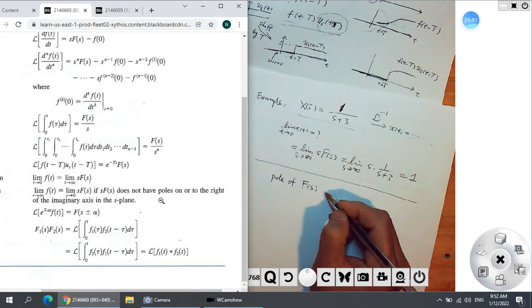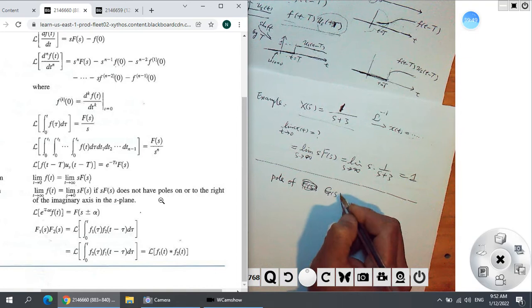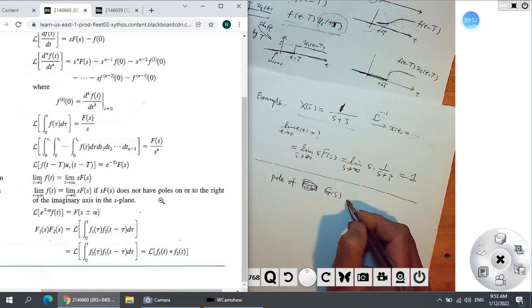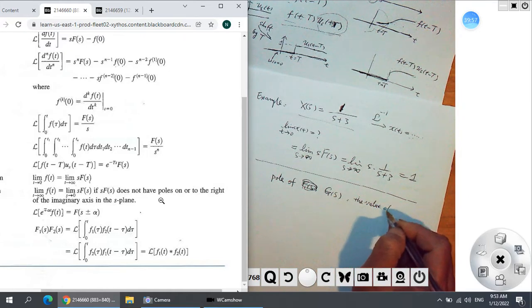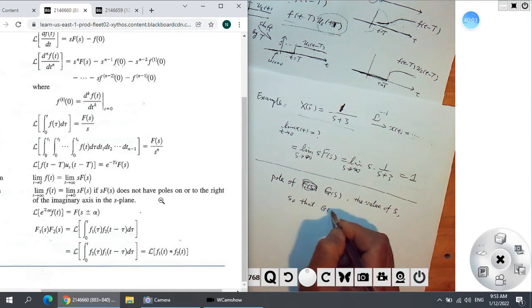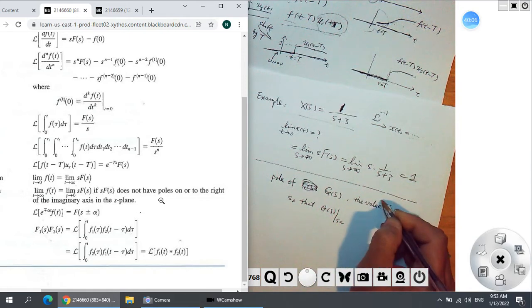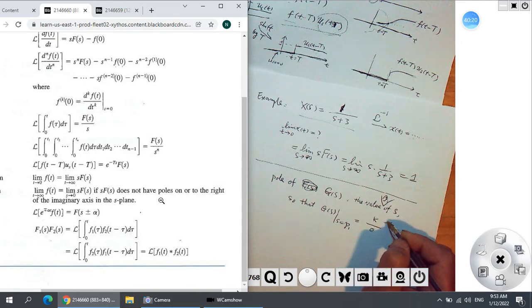If s times F of s does not have a pole. Now here I give the general case. I use a different letter, G of s. In general, what is a pole of G of s? The value of s so that G of s, when s equals that value, say P1, equals some constant K over 0.